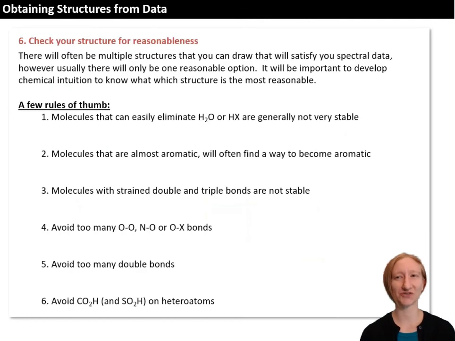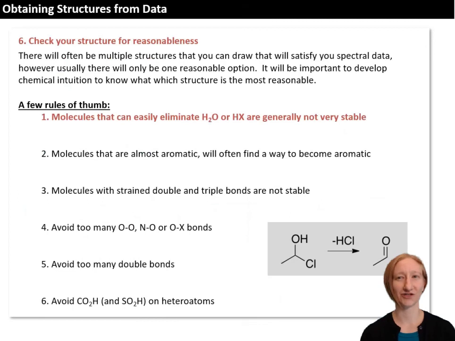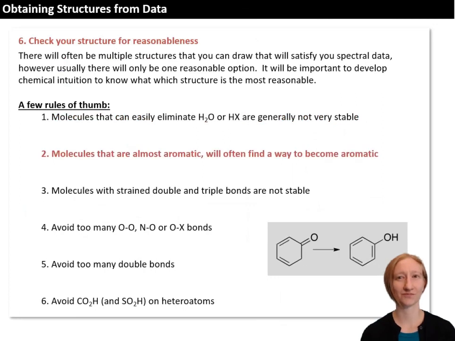Now usually once you get to a structure, you'll want to stop, but I strongly encourage you to check your structure to make sure it's reasonable. And that's because there's often multiple structures you can draw, but only one structure that's chemically reasonable. So I've included some guidelines here for making sure your structures are reasonable. First, structures that can easily eliminate water or acid, like HX, are typically not very stable. Molecules that are almost aromatic will find a way to become aromatic. There is a big energy gain associated with aromaticity, so you want to avoid structures that are almost aromatic.